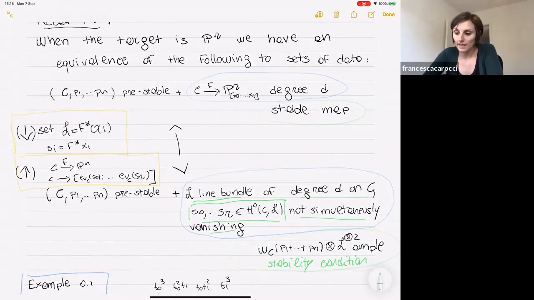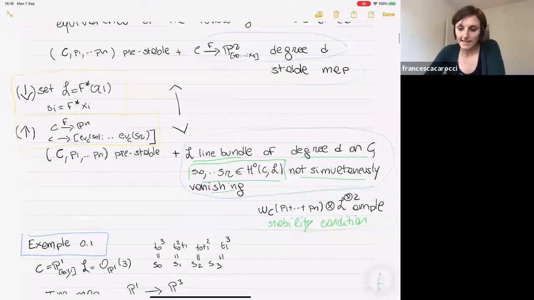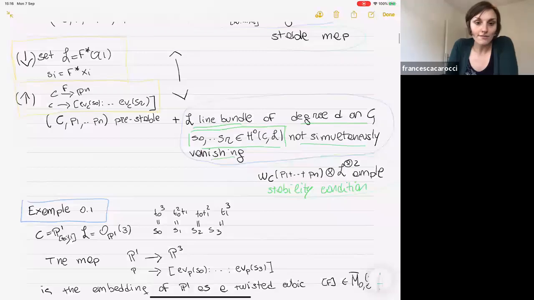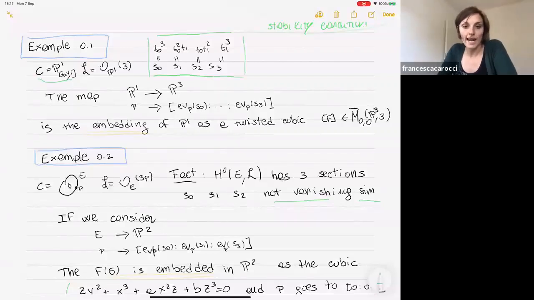How do these stable maps look? So let's start with two very easy examples. First, we start with the simplest curve of them all. C is P1, and we choose as line bundle O_P1(3). And let's take a section, this fourth section, which is actually a basis for H0(L). And let's look at the map defined by evaluation of this section.